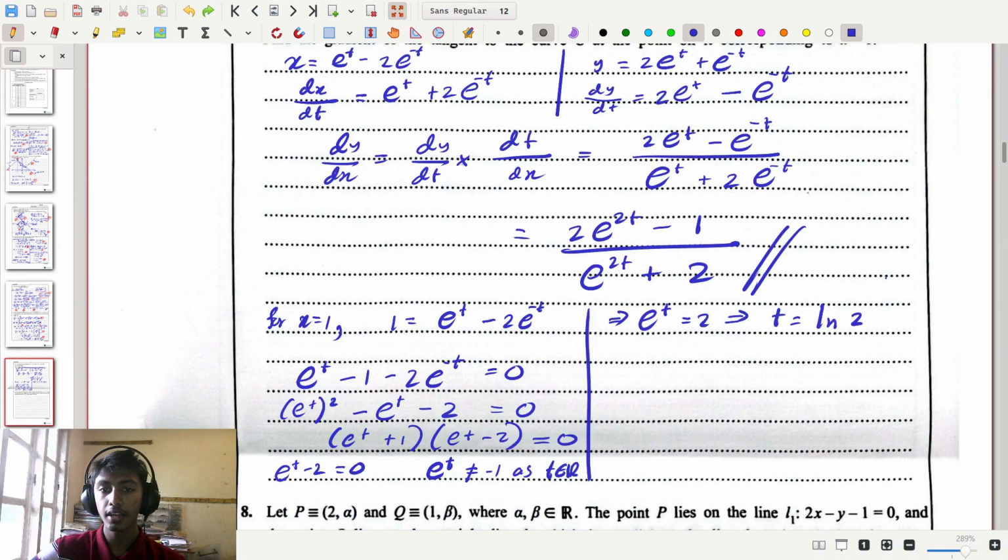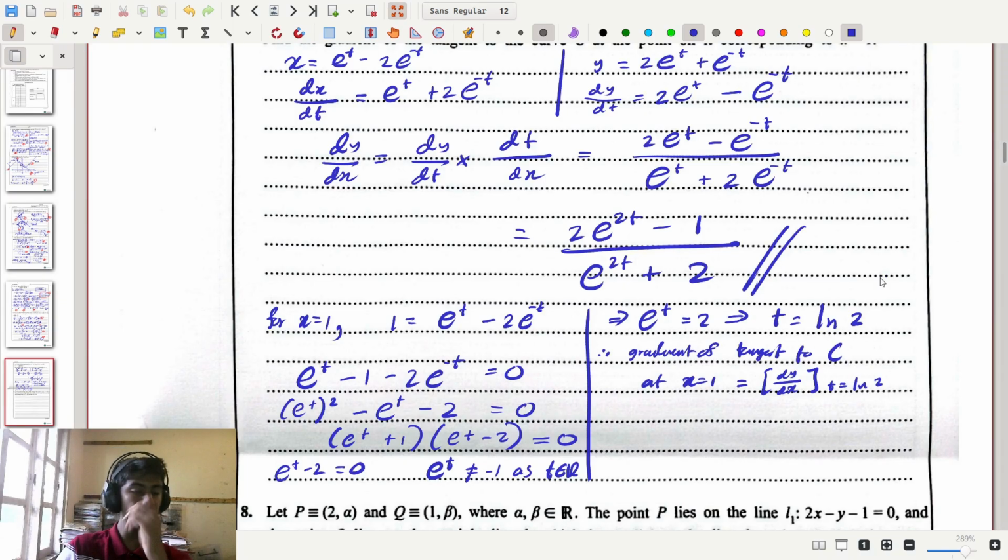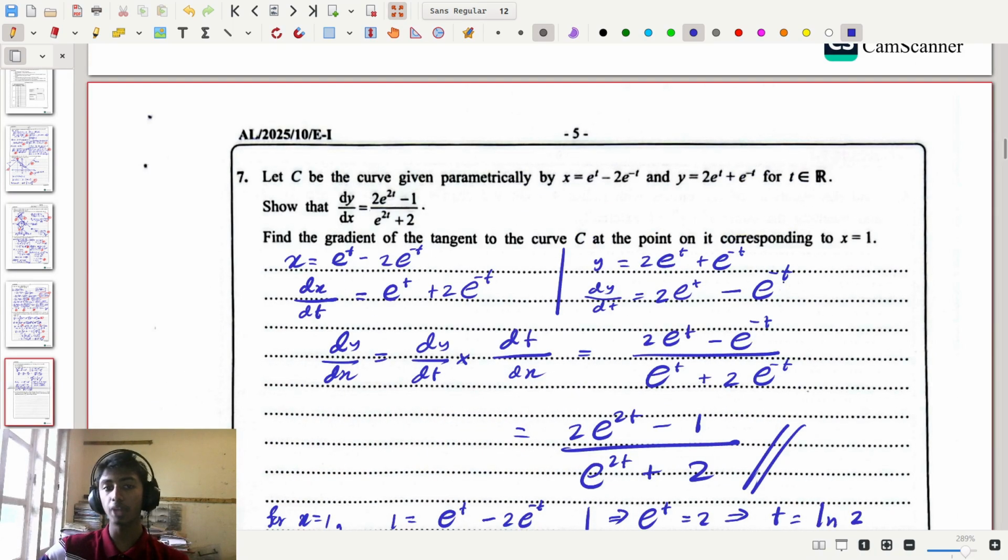So we can say therefore the gradient of, let's say, the tangent to C at x equals 1 is equal to the value of dy by dx at this value of t, which is t equals the natural logarithm of 2. So we can say t equals ln 2. And finally, the last thing we need to do is to actually substitute that into the expression and get our final answer.